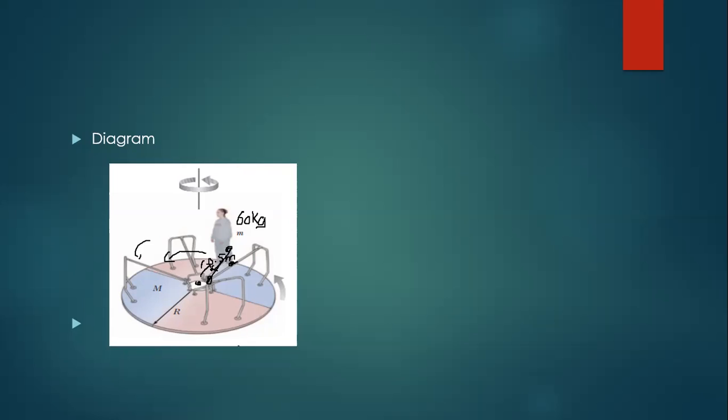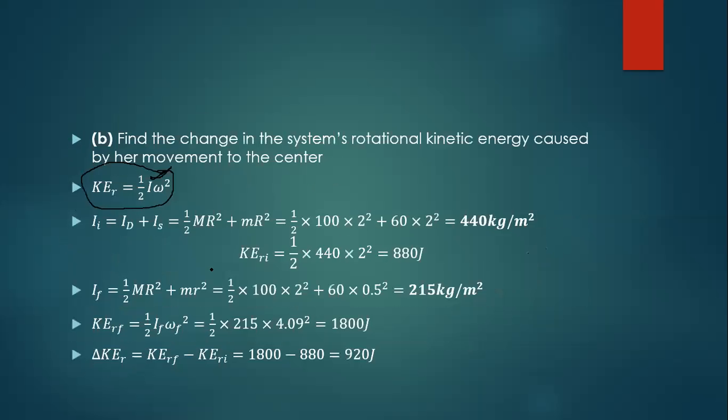So to compute the change in rotational kinetic energy caused by her moving closer to the center, we are still going to use this equation for kinetic energy. But for I, we are going to have I initial and also I final. I initial is the moment of inertia for the disk plus the moment of inertia for the student, the girl.